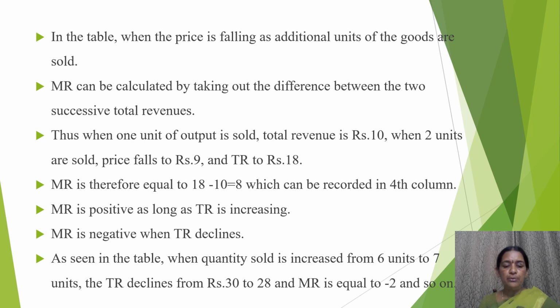MR is positive as long as TR is increasing. MR is negative when TR declines. As seen in the table, when quantity sold is increased from 6 units to 7 units, the total revenue declines from rupees 30 to rupees 28 and marginal revenue is equal to minus 2, and so on.